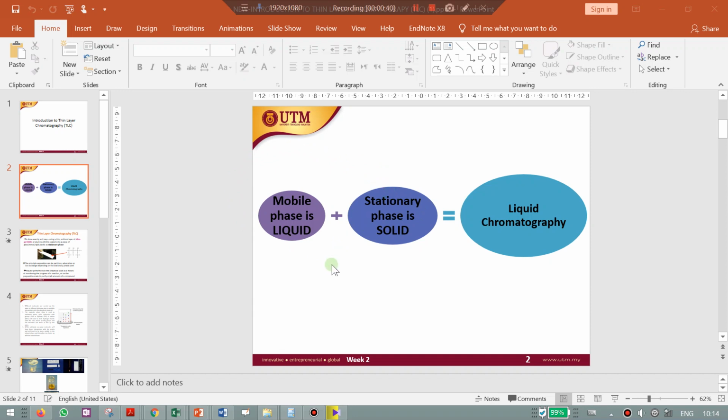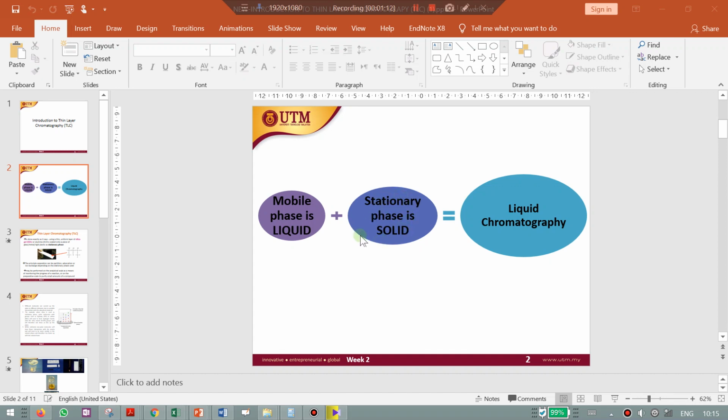If, for example, in gas chromatography, your mobile phase is gas, so it falls under gas chromatography. But in TLC, as the mobile phase is liquid and the stationary phase is solid, it falls under liquid chromatography. Okay, what happens if the mobile phase is liquid and the stationary phase is not solid, for example liquid as well? Again, it's not thin layer chromatography, because for thin layer chromatography, the stationary phase is solid.